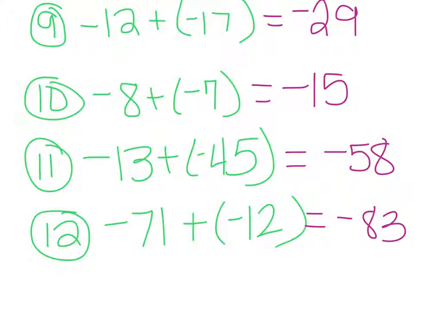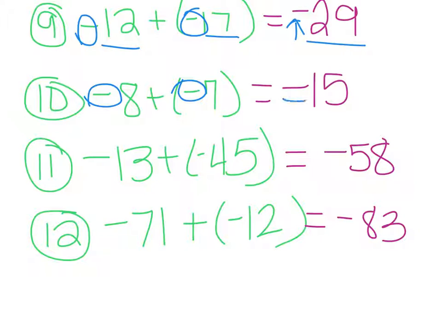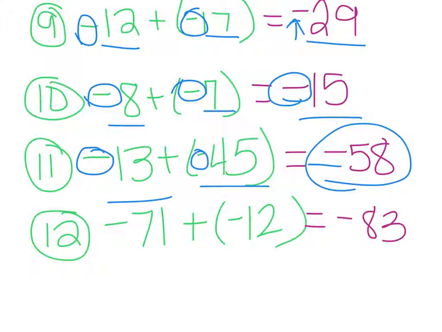Okay, so these are the answers to your final few problems. Remember, again, on number 9, your negative plus your negative is going to be negative. And then 12 plus 17 gives us 29. On number 10, negative and negative is still negative, and 8 and 7 gives us 15. Again, on 11, negative and negative, still negative. 13 and 45 gives us 58. And our very last one, number 12, a negative plus a negative gives us still a negative. 71 and 12 gives us 83.